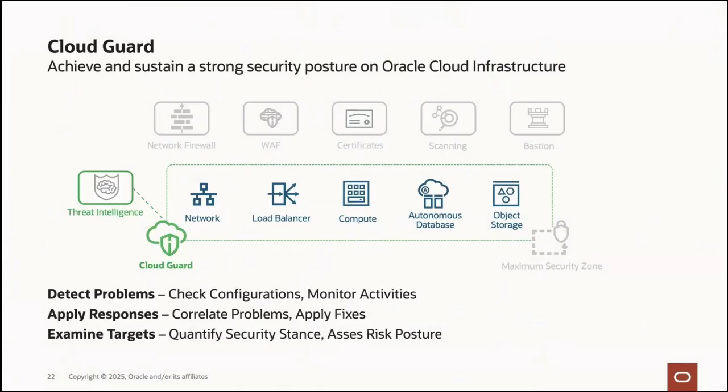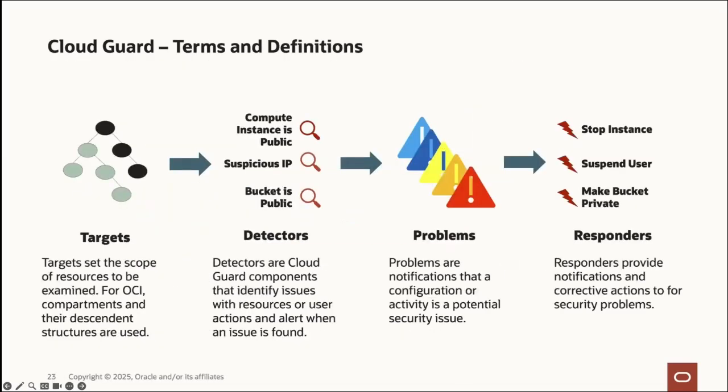You can turn it on, and it's going to scan different targets within your tenancy and detect different problems, whether those problems are related to user activity or configuration issues. There are also built-in responders that can apply fixes and provide you with recommendations that fall in line with OCI's best practices to mitigate risk, and it can be used to examine different targets as well. So let's take a look at some of the key terms and definitions when you're leveraging CloudGuard.